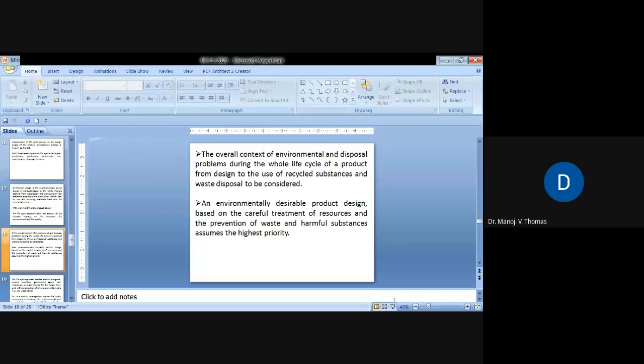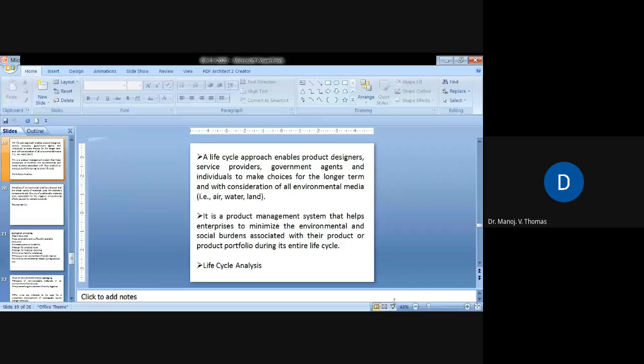The overall context of environmental and disposal problems during the whole life cycle of a product, from design to use, to the use of recycled substance and waste disposal, is to be considered. An environmentally desirable product design based on the careful treatment of resources and the prevention of waste and harmful substances assumes the highest priority in this case. Its life cycle approach enables product designers, service providers, government agents, and individuals to make choices for the longer term and with consideration of all environmental media, that is air, water, land. It is a product management system that helps enterprises to minimize the environmental and social burdens associated with their product or product portfolio during its entire life cycle.